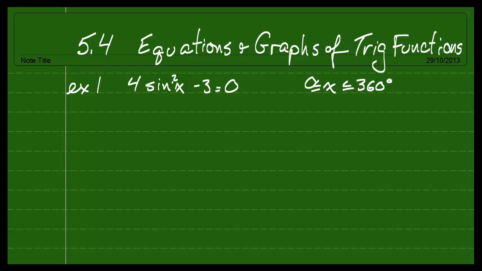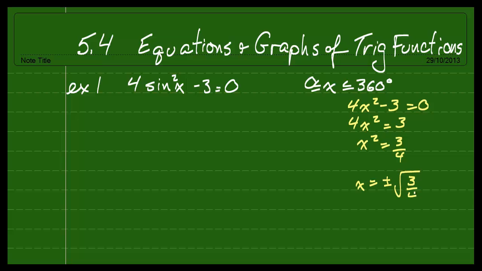To solve something like this, we want to isolate sine x. And like we've done with other equations, things like, if you look over on the right here, for 4x squared minus 3 is equal to 0, we isolate the x by adding 3 to both sides and dividing both sides by 4. And then taking the square root of both sides to get x is equal to the positive or negative square root of 3 over 4. We're going to do the same thing with this trig equation.